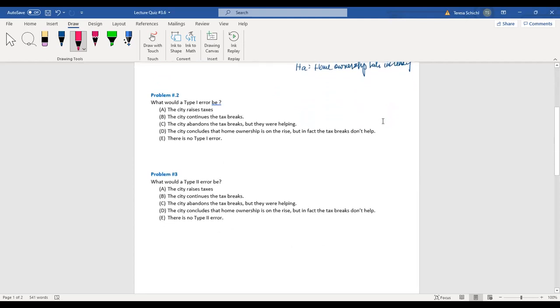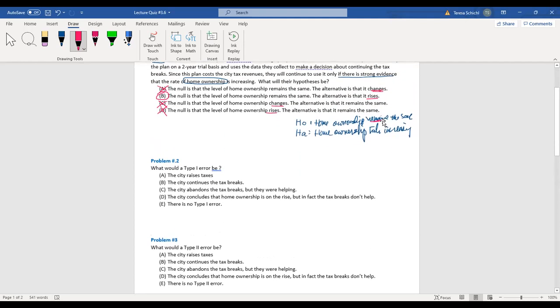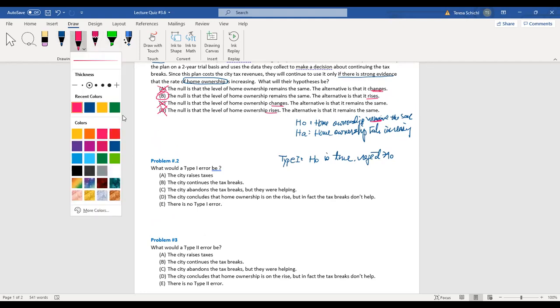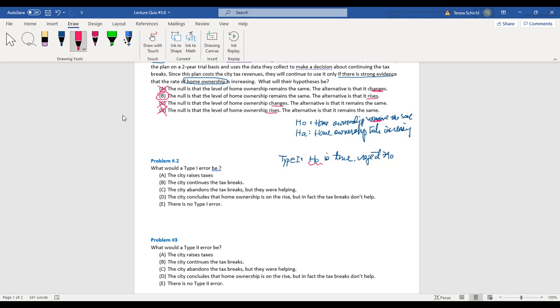Now the next one. What is a Type 1 error? Just like we did before, let's first write down the statistical definition of a Type 1 error. A Type 1 error is when H0 is true, and then you reject H0. So H0 is true means the ownership remains the same, no change.